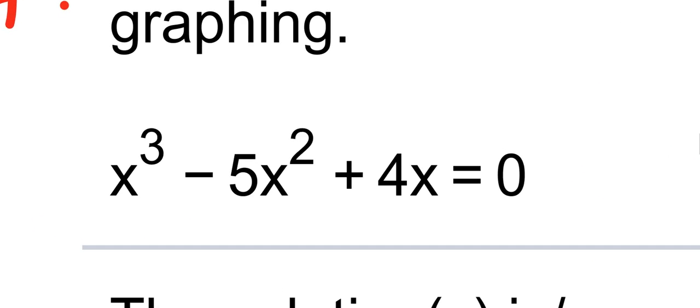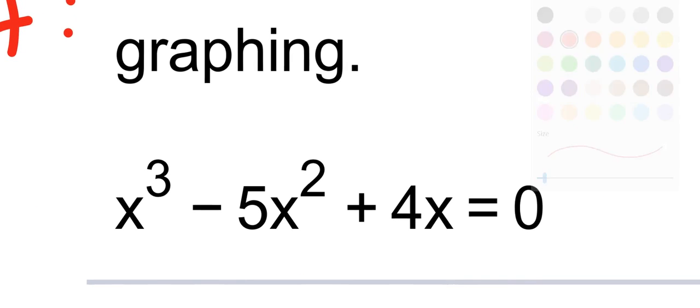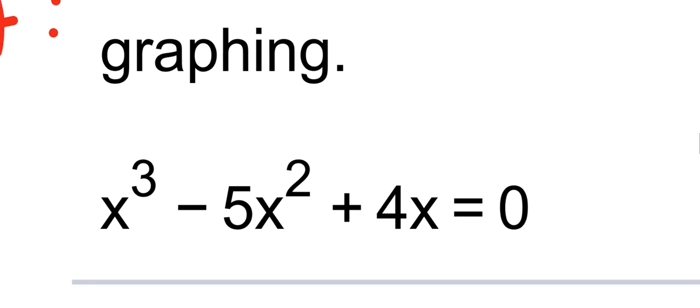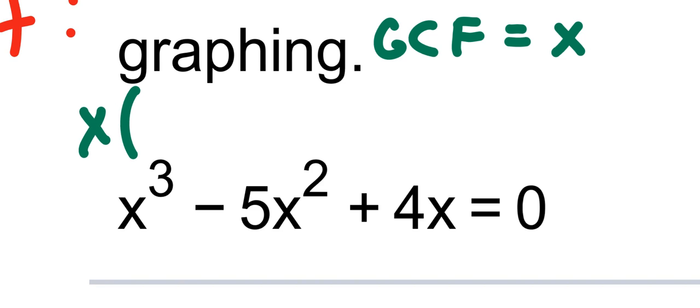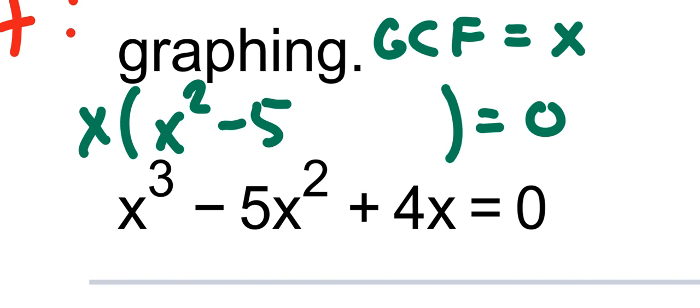Look at the original problem. Do you see a greatest common factor in the beginning? What is it? X. If you pulled that X out, what would you be looking at inside there? X squared minus 5x plus 4.